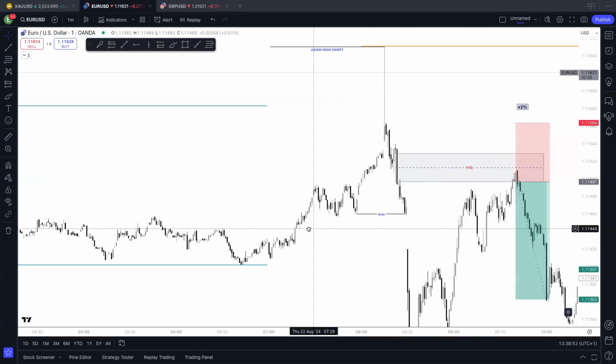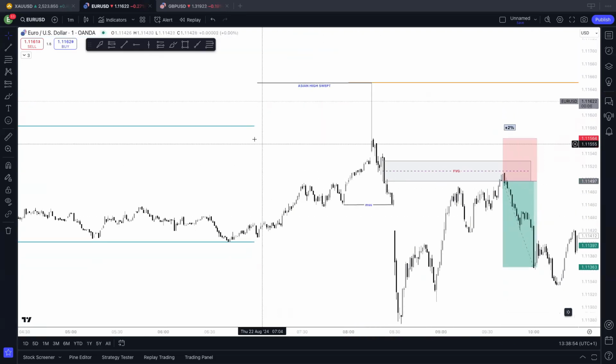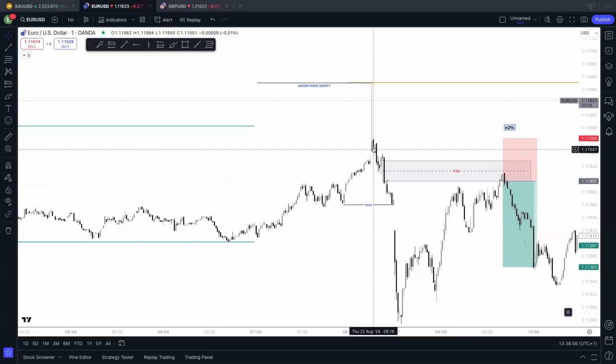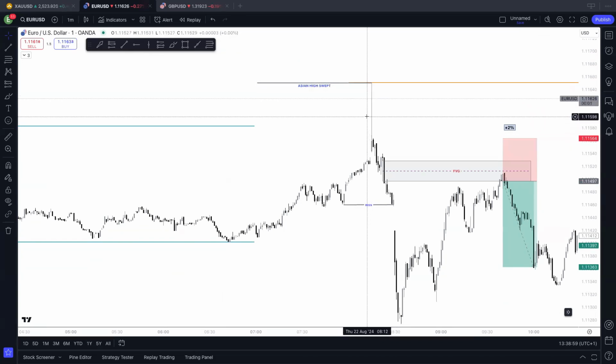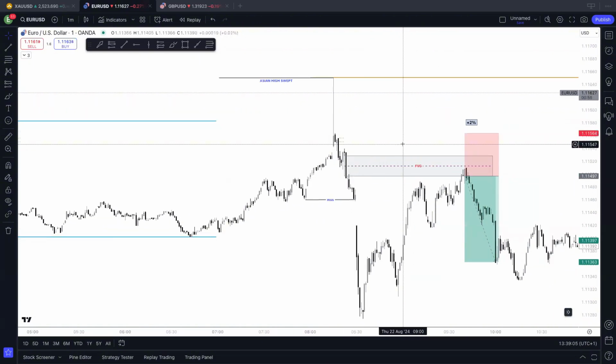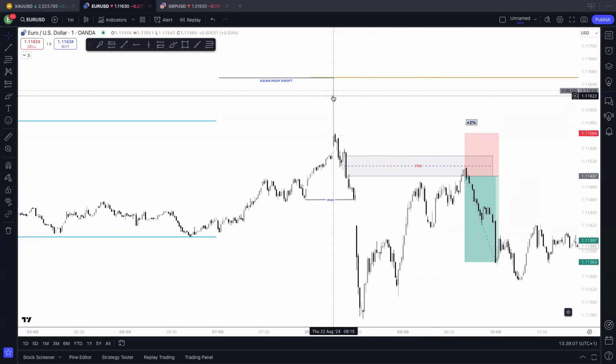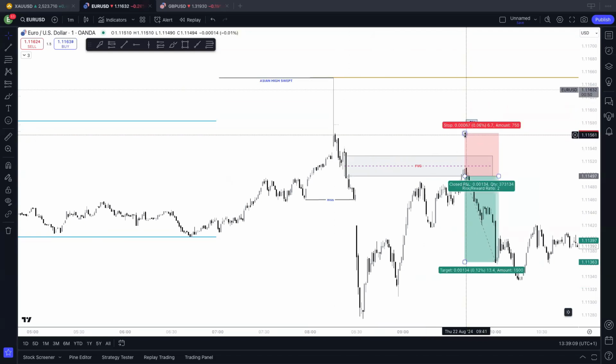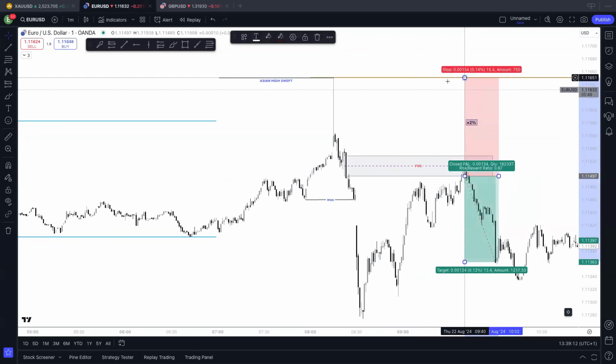On Thursday, we had the same exact thing, okay? We had Asian high being swept, as you can see right over here, by this huge wick. This was news, okay? We then had a market structure shift right over here, left behind an imbalance, and the same thing as the trade before. Just because of this wick right here, I do not want to go ahead and place my stop loss all the way up there.